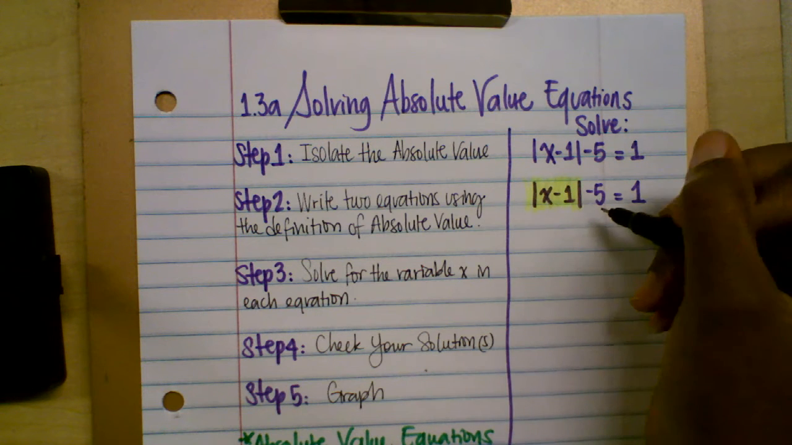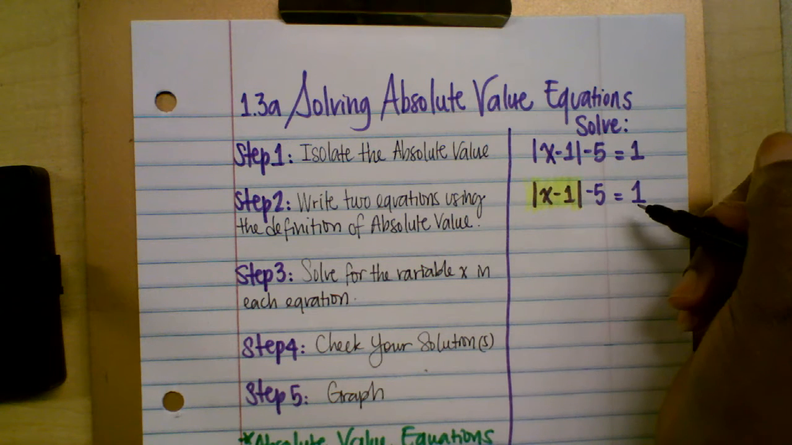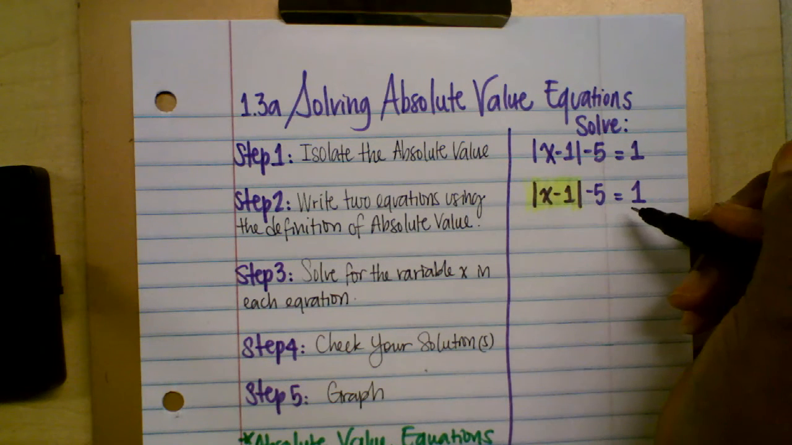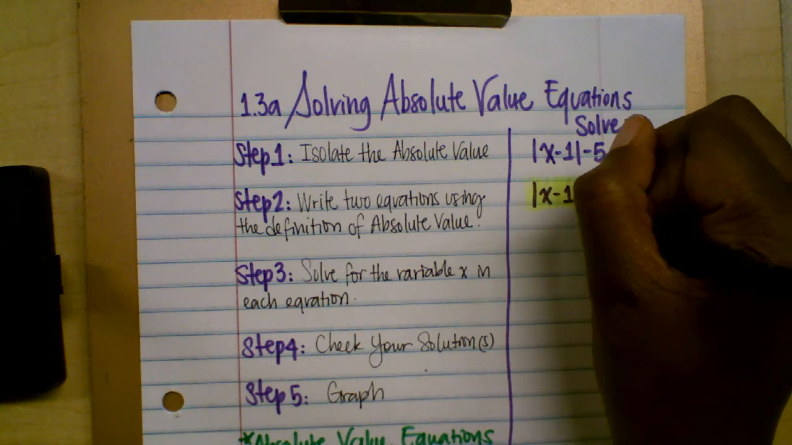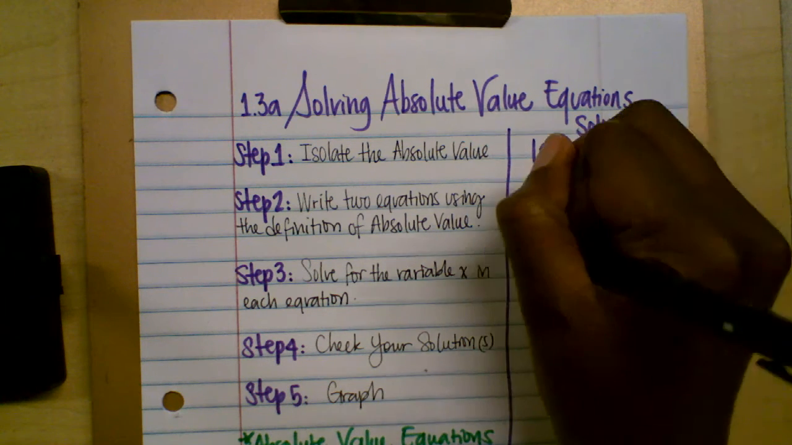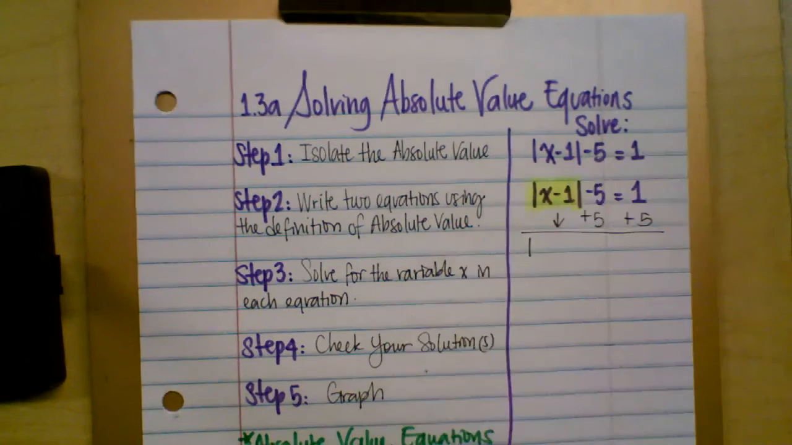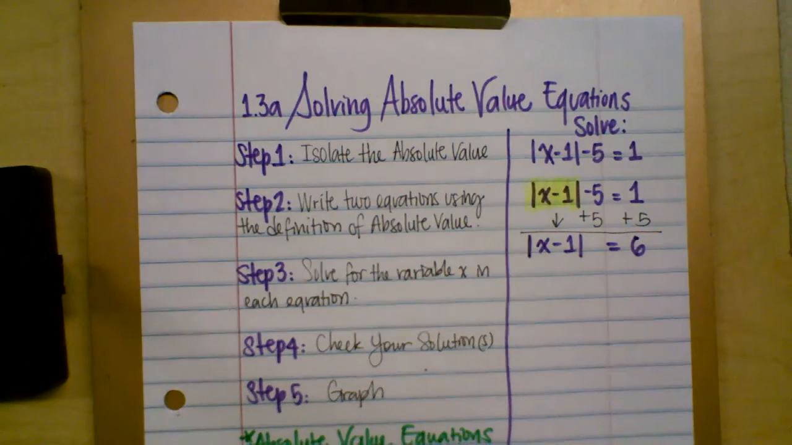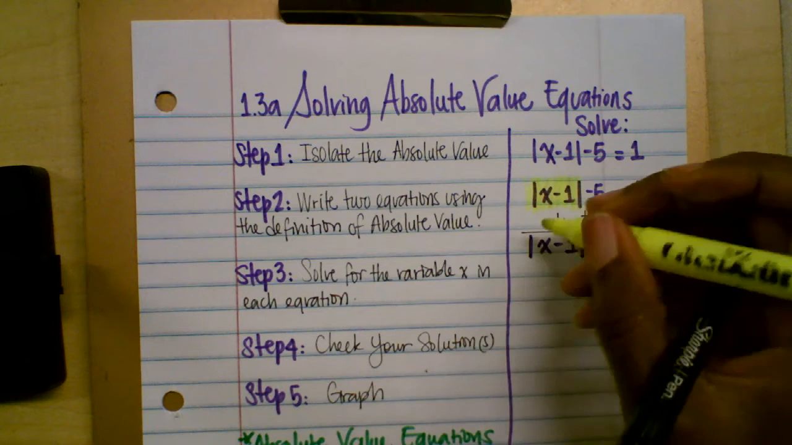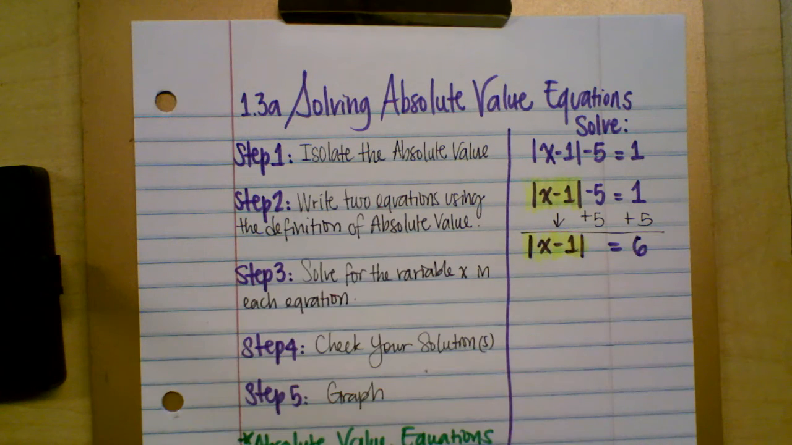So here, we want to isolate the absolute value. In this case, we see that negative 5 is being added to the absolute value, so you're going to add 5 on both sides. Why are you doing this? To isolate the absolute value. We want the absolute value to be all alone. So you end up with the absolute value of x minus 1 is equal to 6. Now we see that the absolute value is all alone. We isolated the absolute value. Step 1 has been completed. So what do we do next?